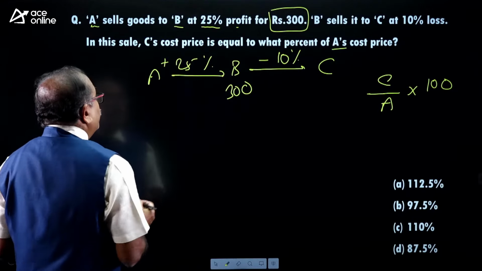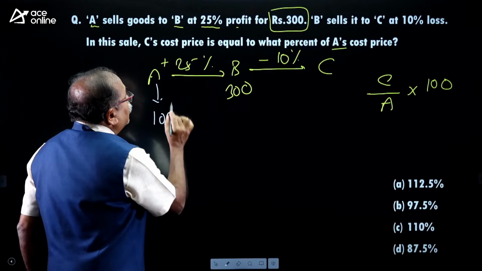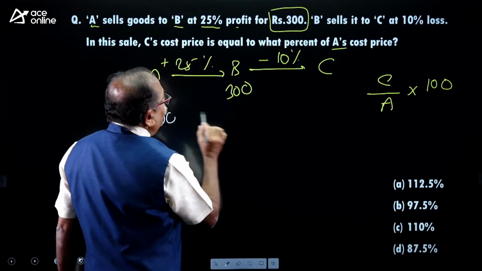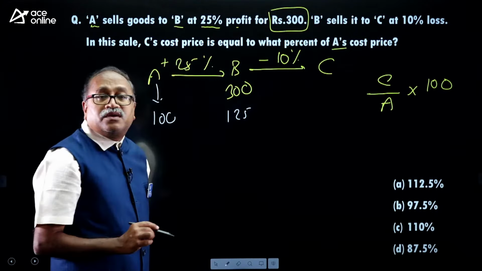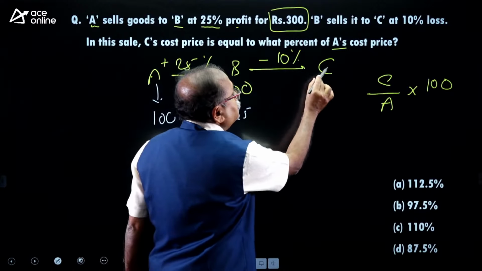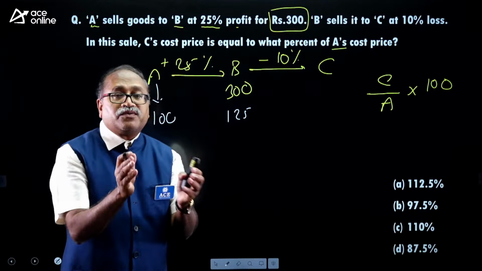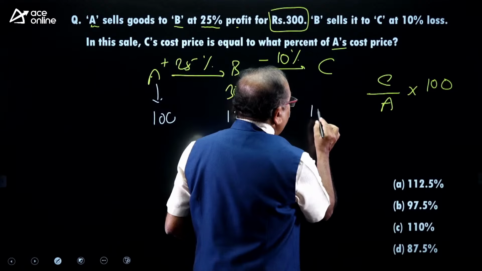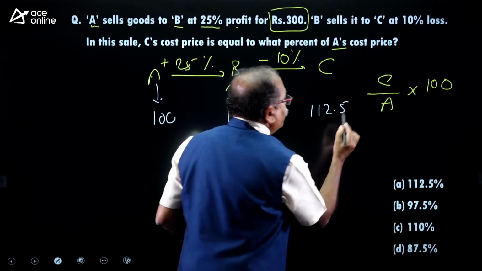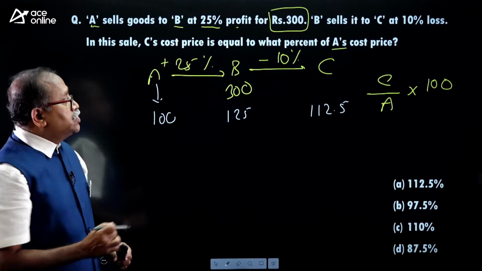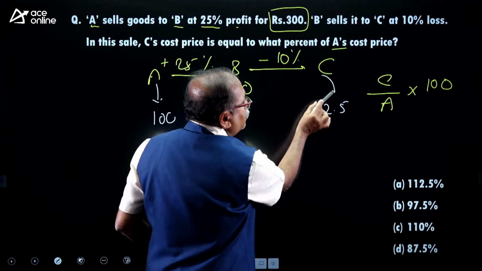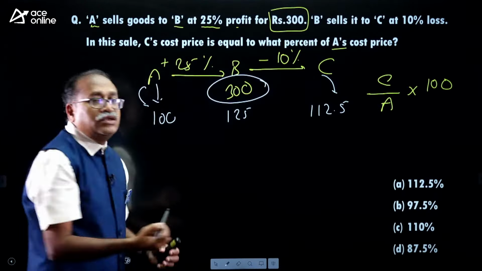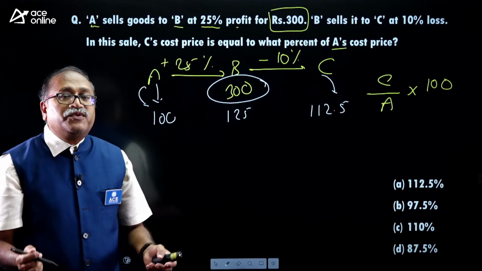If the cost price of A is 100, then he sells at 25% profit, Sumit ji. Then what is the cost price of B? That's 125, right? And B sells at 10% loss to C. So what is 10% of 125? That's 12.5. So take 12.5 from here, and you are getting 112.5. That's all. You are asked to find out C's cost price is what percentage of A's cost price. So I have nothing to do with this particular 300. This is only to make you confused.